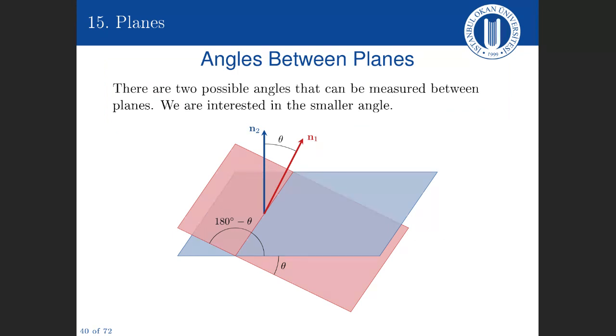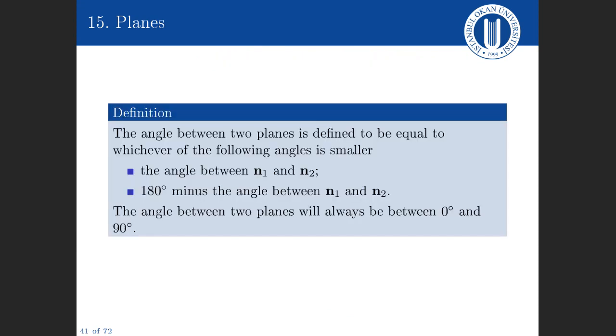We can talk about the angles between two planes. You can see from this picture that there are two angles between these two planes. There's the angle theta, which in this picture is the same as the angle between N1 and N2. Or we could look at the angle 180 degrees minus theta. We're interested in whichever one of these angles is the smaller number. We want an angle which is always between 0 and 90 degrees. So we either want the angle between N1 and N2, or 180 degrees minus the angle between N1 and N2.